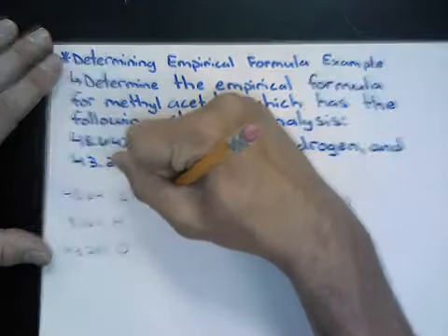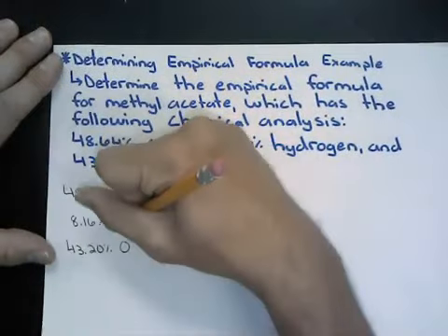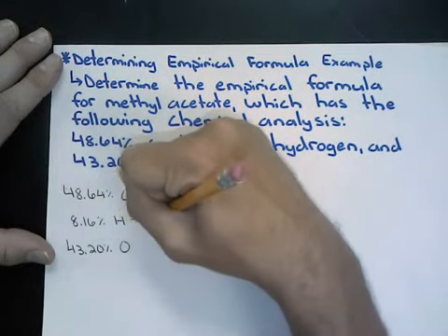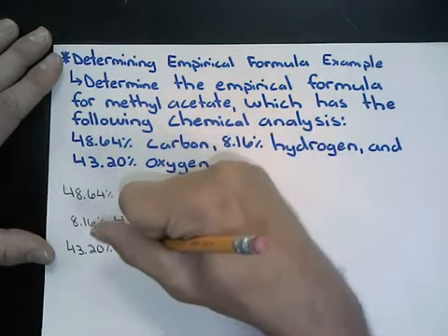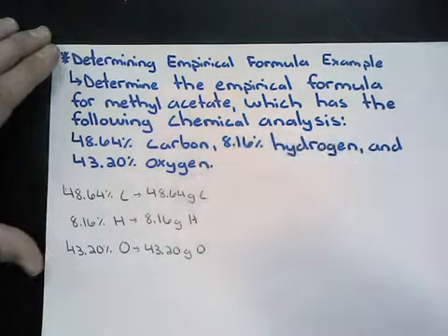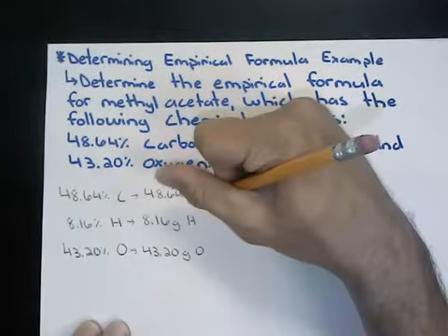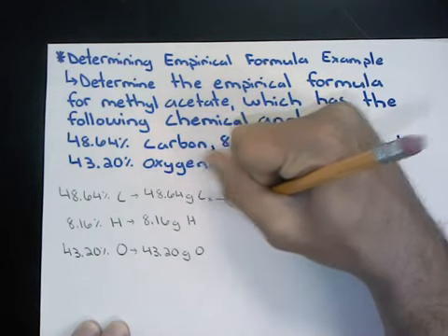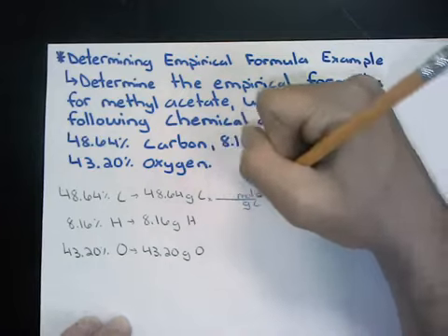So now we have 48.64 grams of carbon. We now have 8.16 grams of hydrogen. And we also have 43.20 grams of oxygen. Now that's step 1. What we need to do now is go from grams of this substance to moles. So we're going to go one element at a time. So we have grams of carbon on bottom. We want to go to moles of carbon.